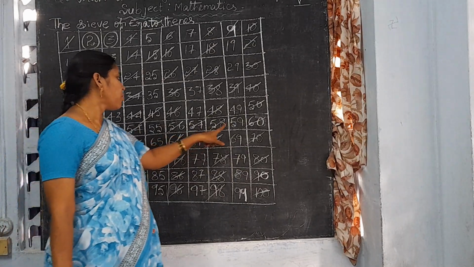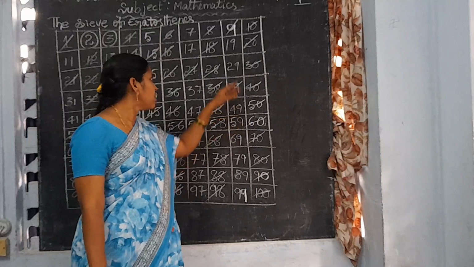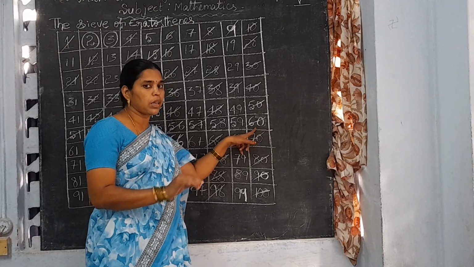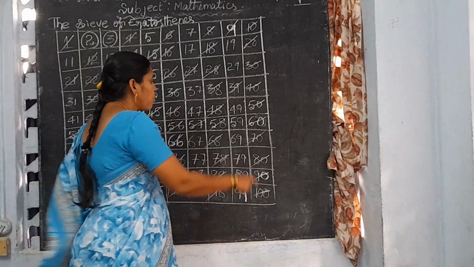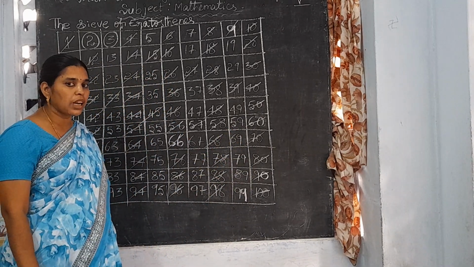Okay. Now 5 plus 9. I am checking only the remaining numbers. Have you observed that? Those numbers which I already struck out, I am leaving. Whatever is left, only those numbers I am checking. 5 plus 9, 14. Is 14 divisible by 3?